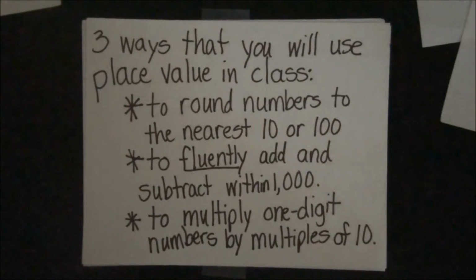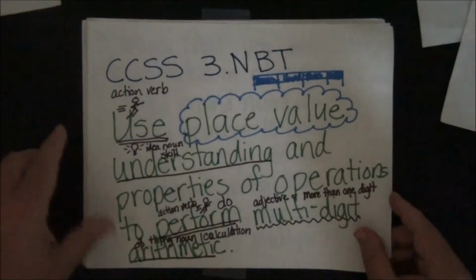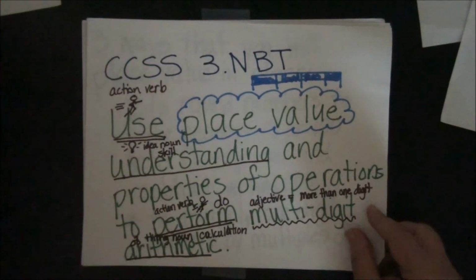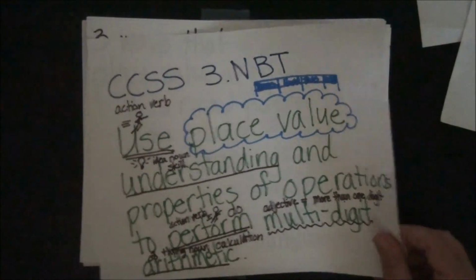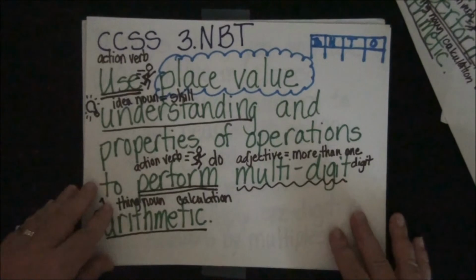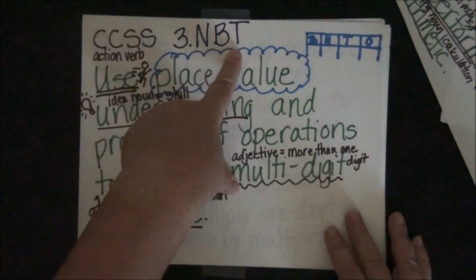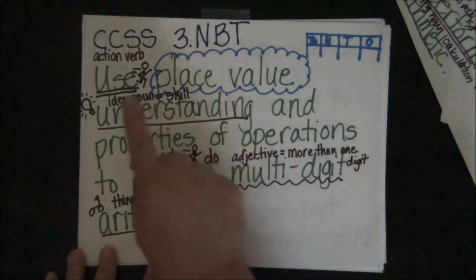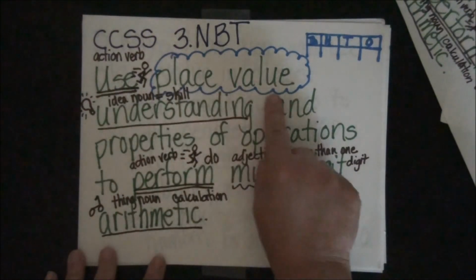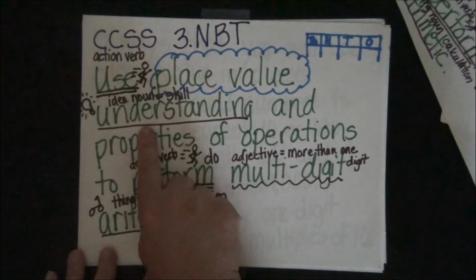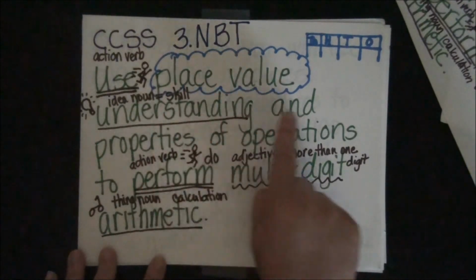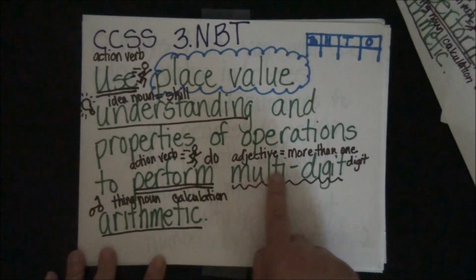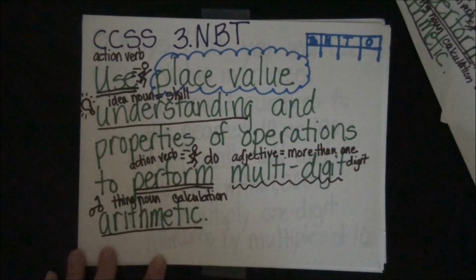Okay, so we talked about Common Core State Standard 3, oops, wrong page. This is my scratch page. 3.NBT, numbers and operations in base 10. We talked about the fact that you will use place value, use your place value skill to perform or to do more than one digit calculations.